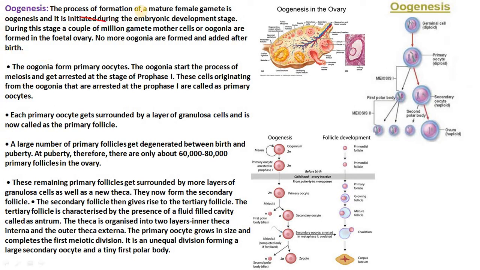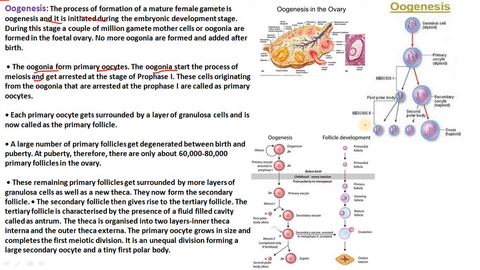The process of formation of a mature female gamete, oogenesis, is initiated during the embryonic development stage. During this stage, a couple of million gamete mother cells, or oogonia, are formed in the fetal ovary. No more oogonia are formed or added after birth. The oogonia start the process of meiosis and get arrested at the stage of prophase 1. These cells originating from the oogonia that are arrested at prophase 1 are called the primary oocyte.